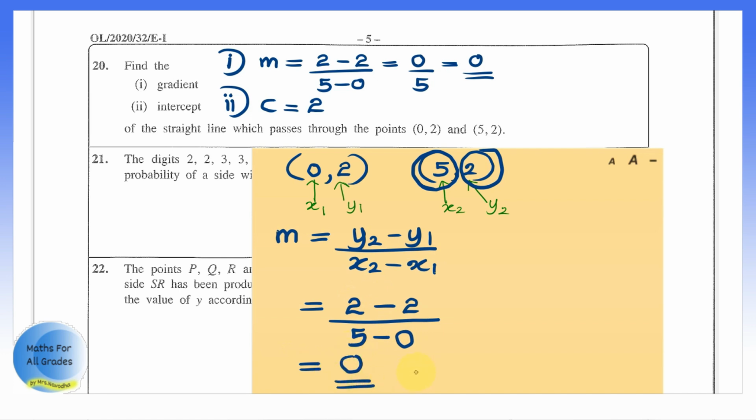0 is the gradient. Let's say this is the y-axis and this is the x-axis. The intercept is the point where the graph line crosses the y-axis. In this case, this is the intercept point. So what is the x-coordinate of any point on the y-axis? It's 0. And here they have given (0, 2). So we can say 2 is the intercept of this graph.